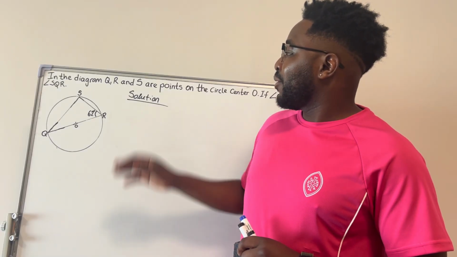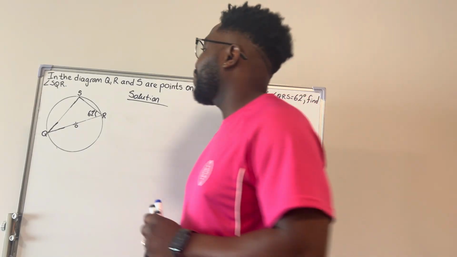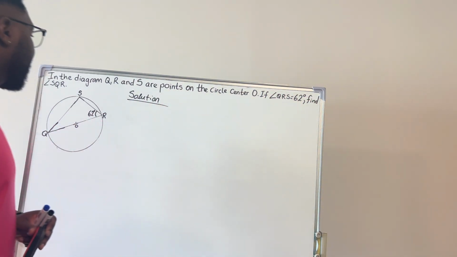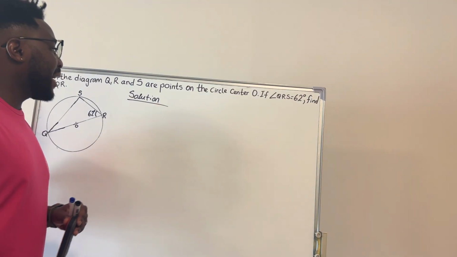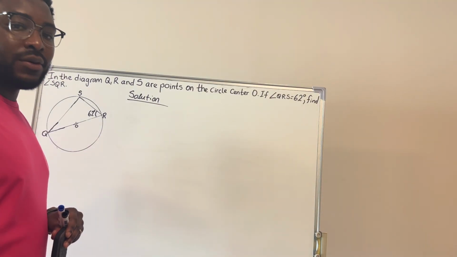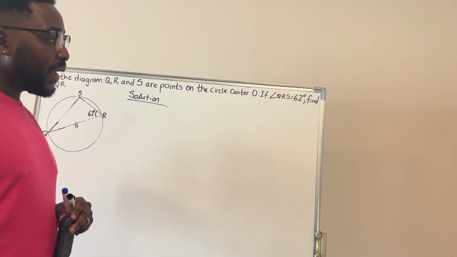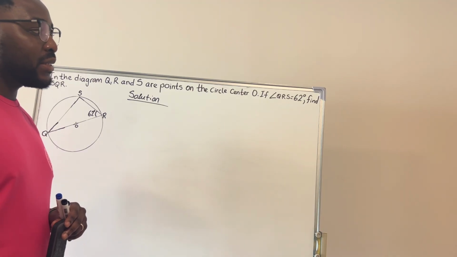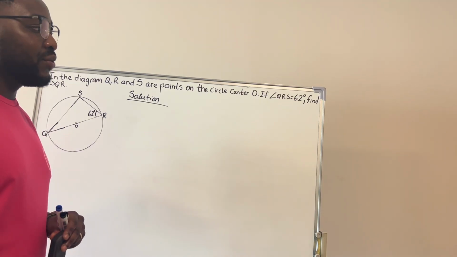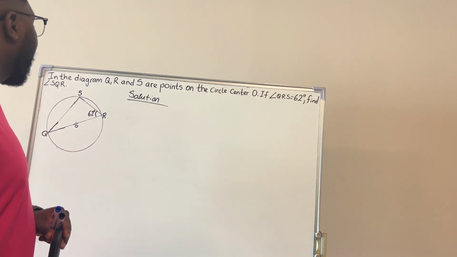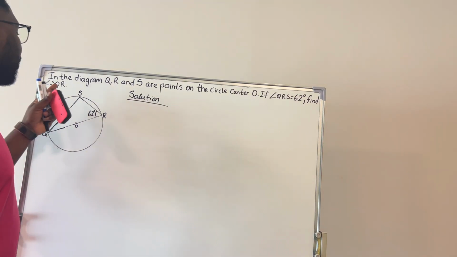Okay, so let's take a look at our first question over here, and the question reads: in the diagram, Q, R, and S are points on the circle center O. If angle QRS is equal to 62 degrees, find angle SQR.